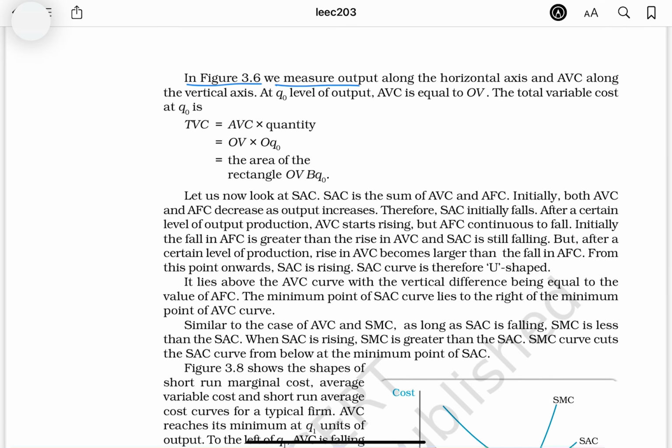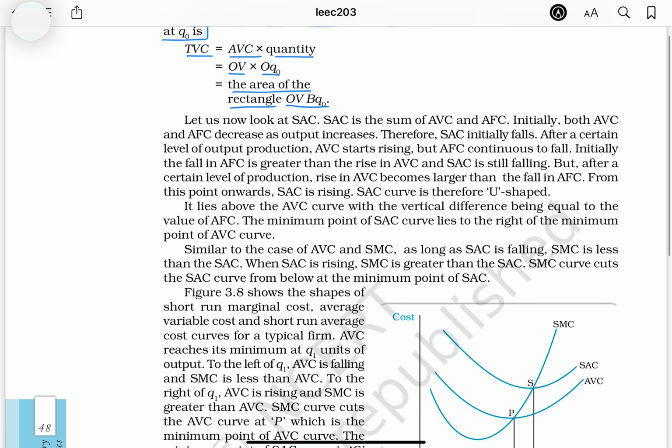In figure 3.6, we measure output along the horizontal axis and AVC along the vertical axis. At Q0 level of output, AVC is equal to OV. The total variable cost at Q0 is TVC equals AVC into quantity, OV into OQ, the area of the rectangle OVBQ. Let us now look at SAC.